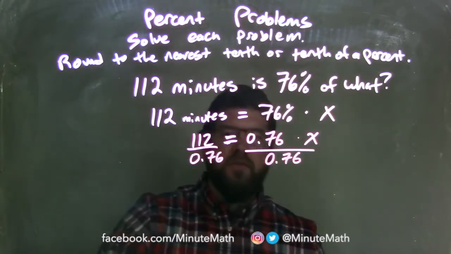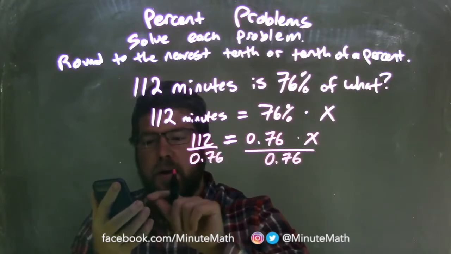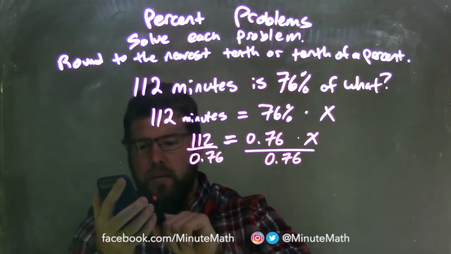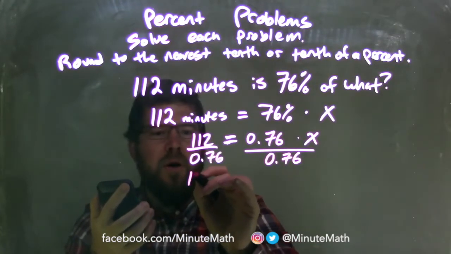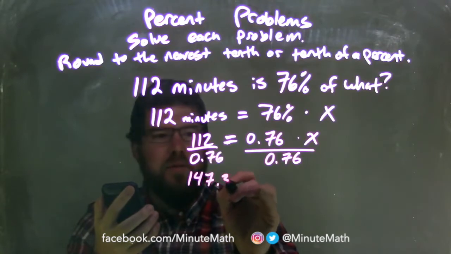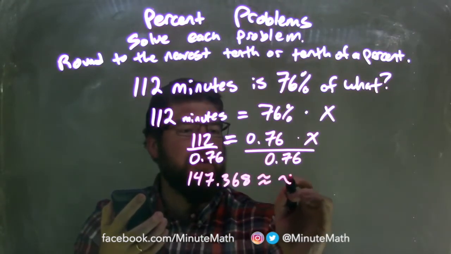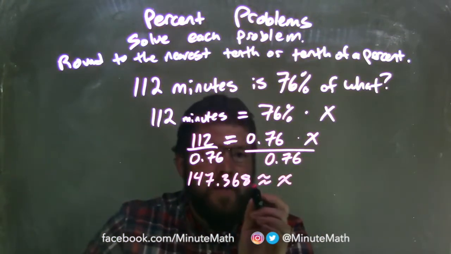And that should give us, let's use our calculator here. 112 divided by 0.76 comes out to be 147.368, approximately equal to x. I rounded that. Okay, and so now we need to round this again.